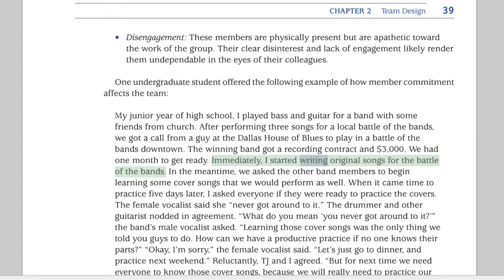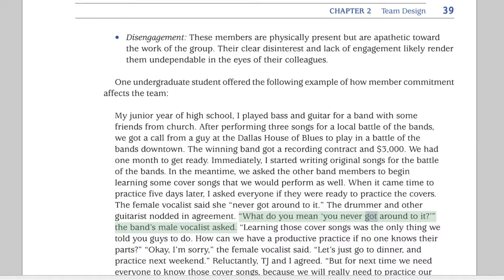Immediately, I started writing original songs for the Battle of the Bands. In the meantime, we asked the other band members to begin learning some cover songs that we would perform as well. When it came time to practice 5 days later, I asked everyone if they were ready to practice the covers. The female vocalist said she never got around to it. The drummer and other guitarist nodded in agreement.